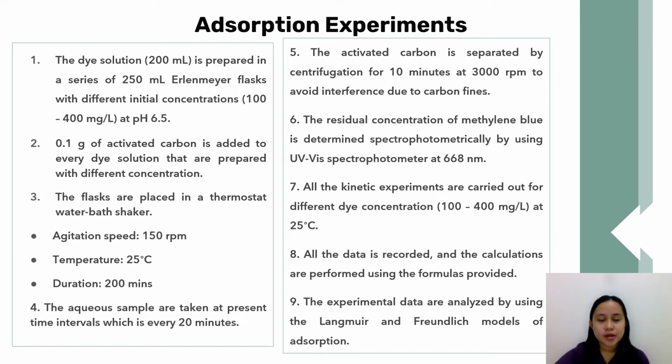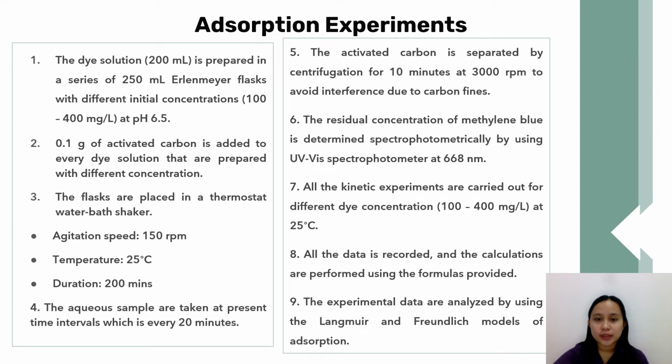This is the procedure of the adsorption experiments, which starts with the preparation of methylene blue solution, or the dye solution, in a series of 250 ml Erlenmeyer flasks with different initial concentrations at pH 6.5. Then 0.1 gram of activated carbon is added to every dye solution prepared with different concentrations. The flasks are placed in a thermostat water bath shaker with an agitation speed of 150 rotations per minute at a temperature of 25 degrees Celsius, and the duration set is 200 minutes.